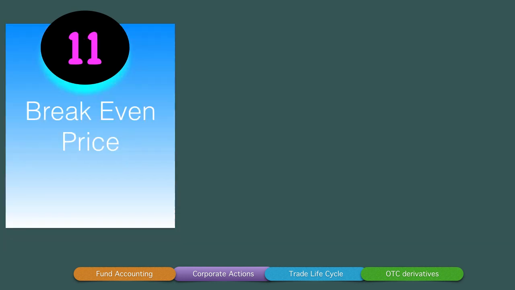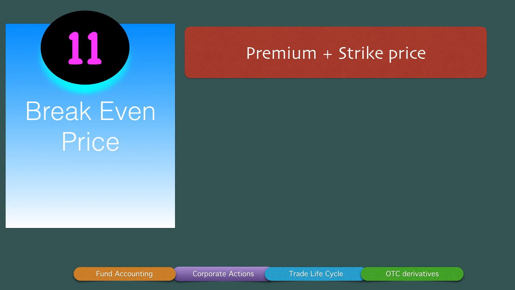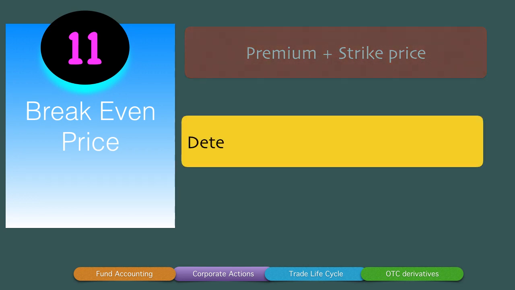The 11th term, break-even price. Break-even price is the premium plus the strike price. Premium is paid by the buyer. Who receives the premium? The writer. So if the break-even price is achieved, then the buyer will exercise the option. This term is very important to understand the moneyness of the option.